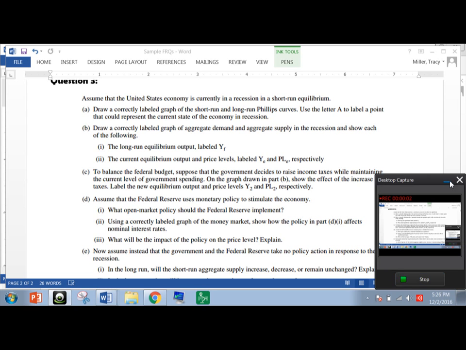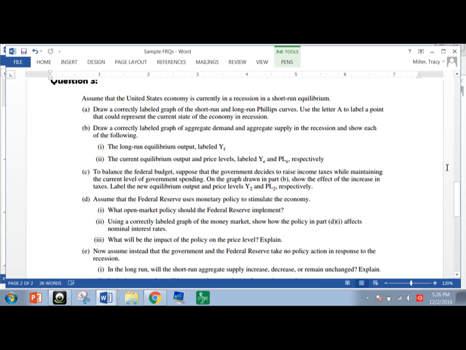All right, question number 3. So we're going to assume that the United States economy is in a recession and in short-run equilibrium. Draw a correctly labeled graph of the short-run and long-run Phillips curves and use letter A to label the point that could represent the current state of the recession.